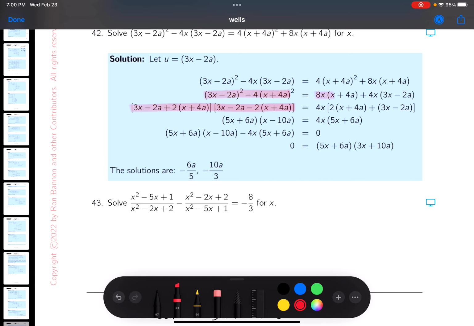Now, I look at this side also and hope there's a pattern over there. And kind of looking at it, what I notice is that, well, there is 4x common between those two terms. So I pull it out. And then what am I left with? 2 times that and this over here. Then I start to simplify things.